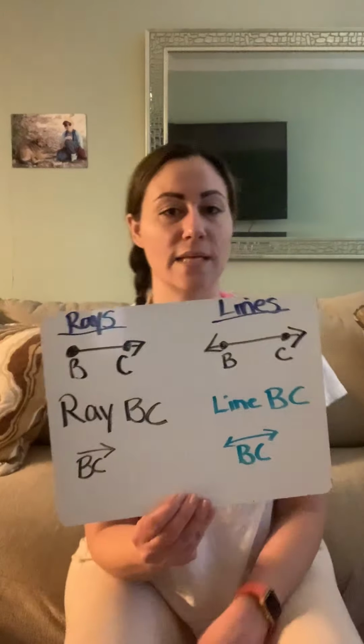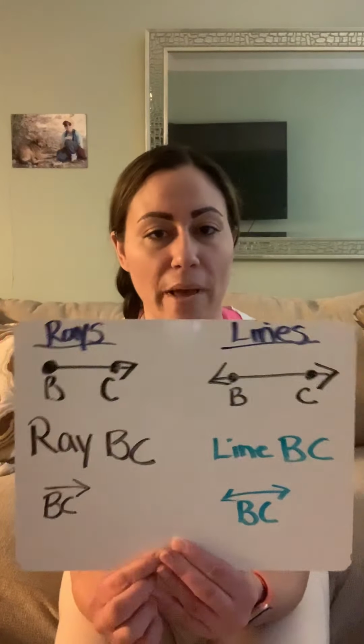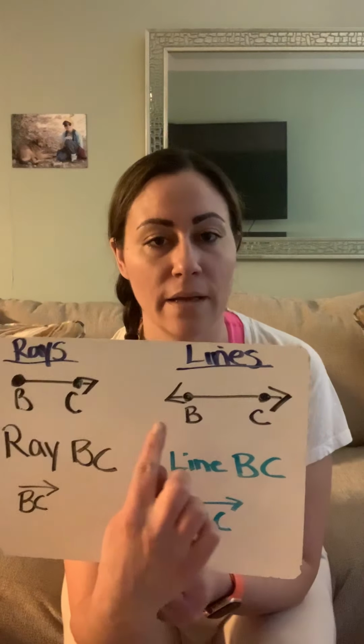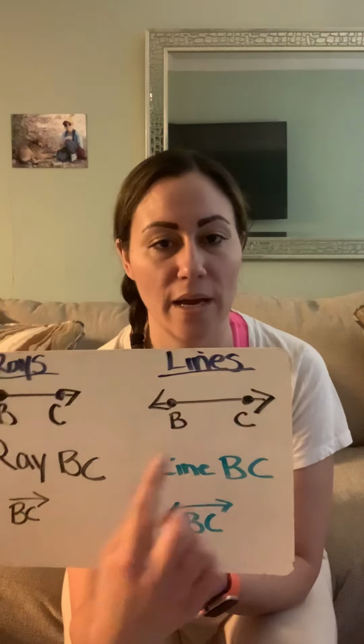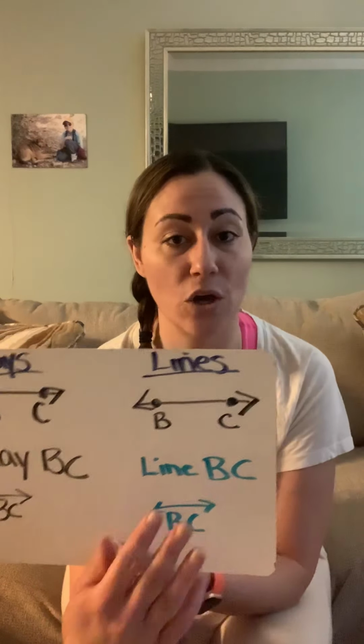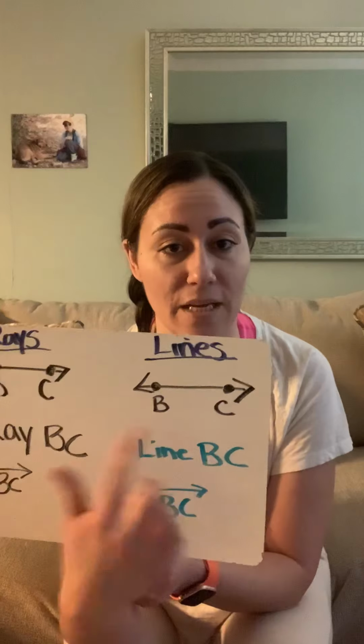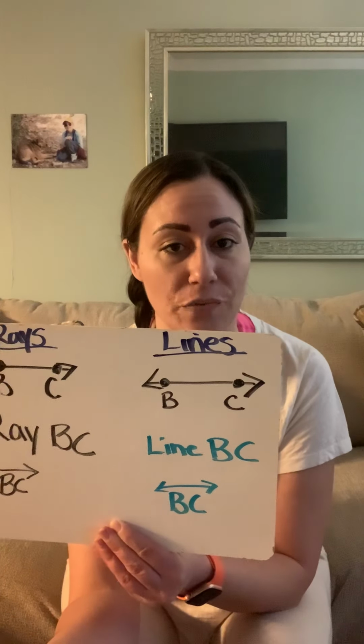So today is part 3. We're going to be learning about line segments. But before we do that, I want to just quickly review what you've already learned about lines and rays. So remember that a line has 2 arrows, one on each side, which means that they go on indefinitely in either direction, forever in either direction.